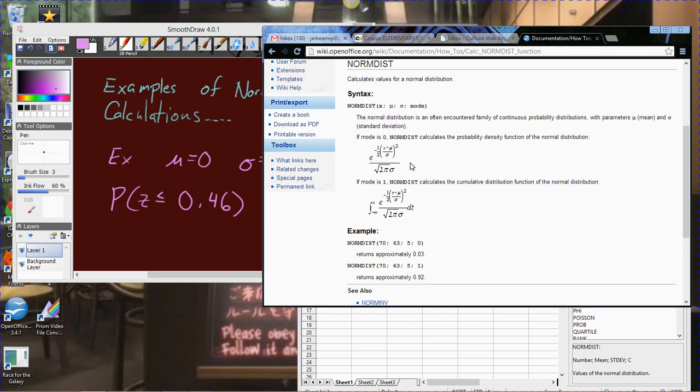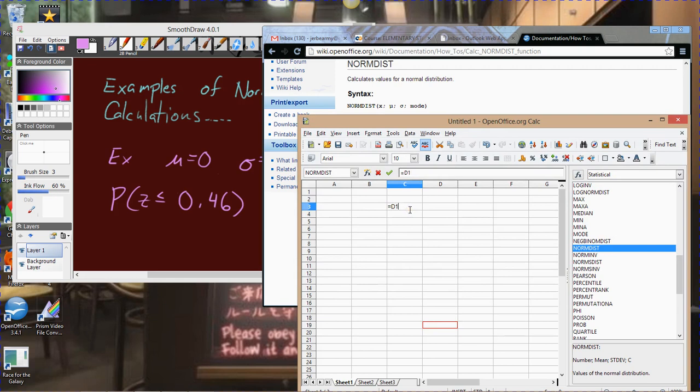We said before that in statistics, probability means area. So it says if the mode is 1, then it calculates the cumulative normal distribution function. So this is, like we were talking about in the last video, the area out to the left. And actually, if you don't put in a mode at all, if you just put in those first 3, it assumes you want to do this last one. So we're just going to forget about it and just tap in the number, the mean, and the standard deviation. But I wanted to show you how to look that up on Wiki, just in case you've never used the Wiki for a program before.